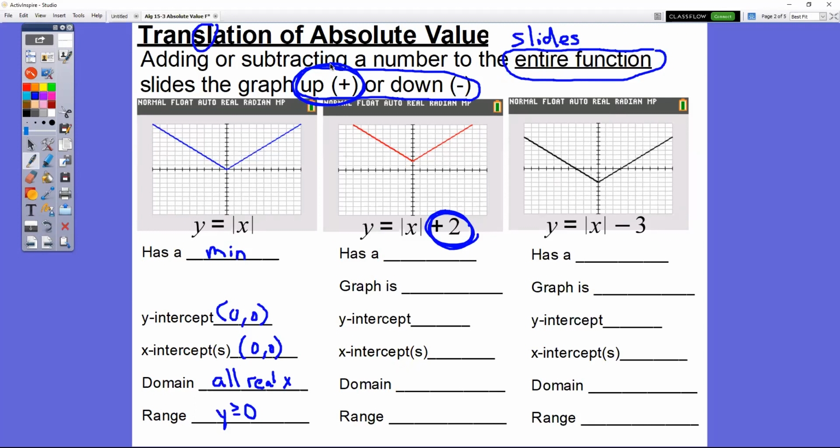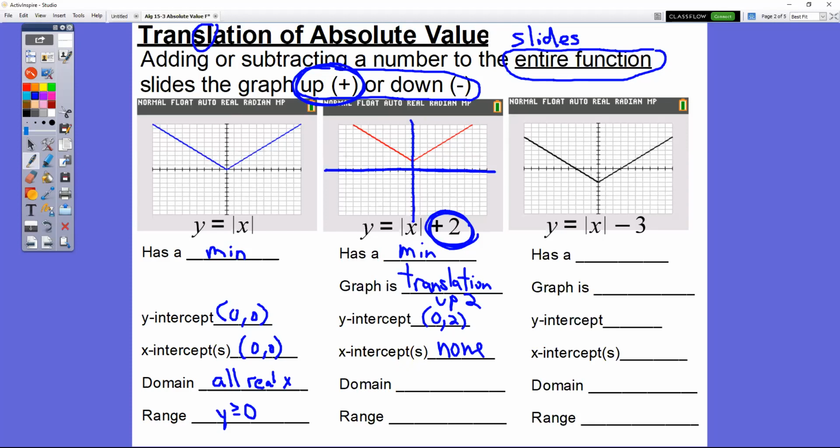So this graph still has a min. The graph is a translation up 2. The y-intercept, where the line crosses the y-axis. Where does it cross the y-axis? It crosses it at (0, 2). Where does it cross the x-axis? Here's your x-axis. It doesn't, so it does not have one.